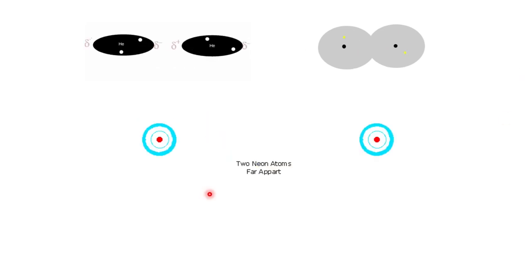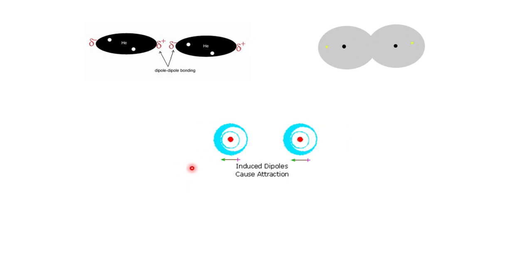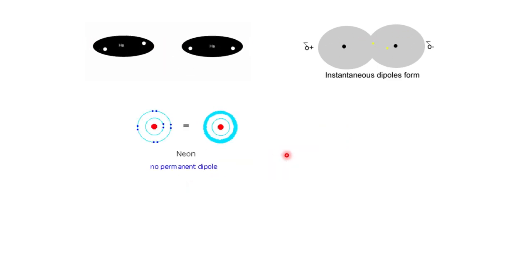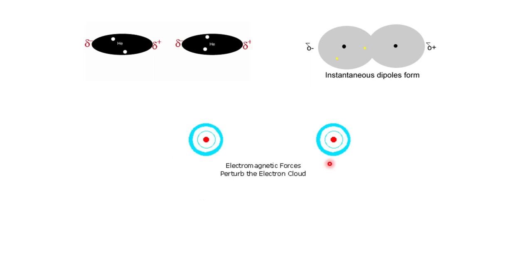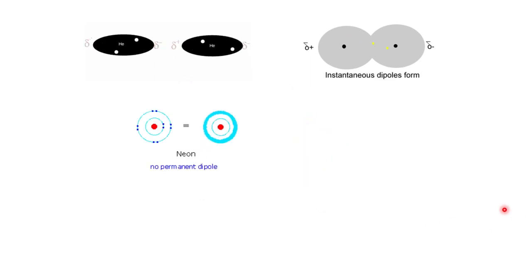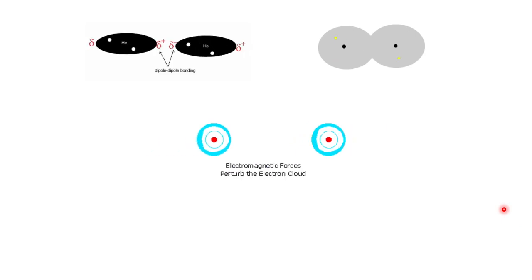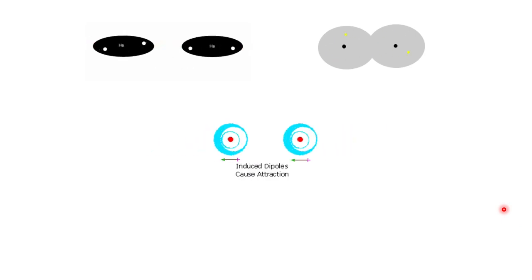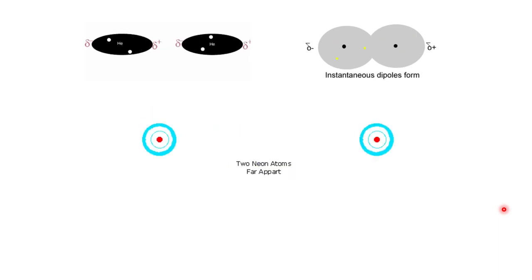These induced dipoles cause attraction. As they get closer to each other, they get more attracted to each other, and we start to see this interaction forming. So you may have also heard of these as called van der Waals forces. So for our purposes, we will say that London dispersion forces and van der Waals forces are the same.